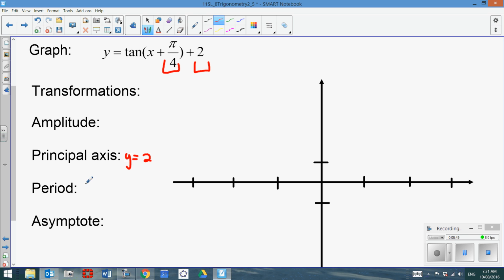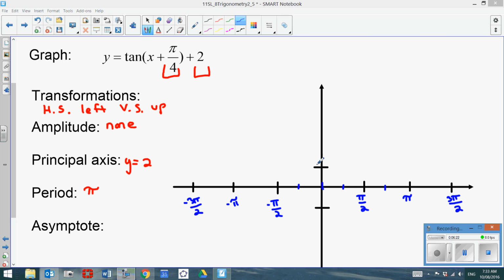positive 2. The period, there's no b value other than 1, so my period is going to stay at pi units. The amplitude, again, we have none, and we did just identify we have a horizontal shift left, and we also have a vertical shift upwards. All right, so think for a moment where we would like to put our beginning point. Where would our first point be, and what would our increments wind up being? How are we going to mark our graph?